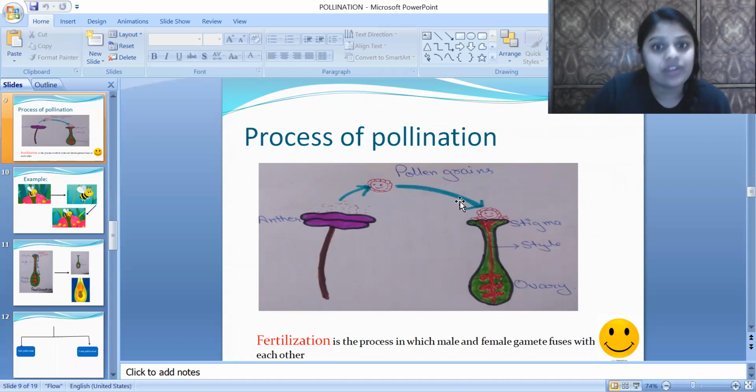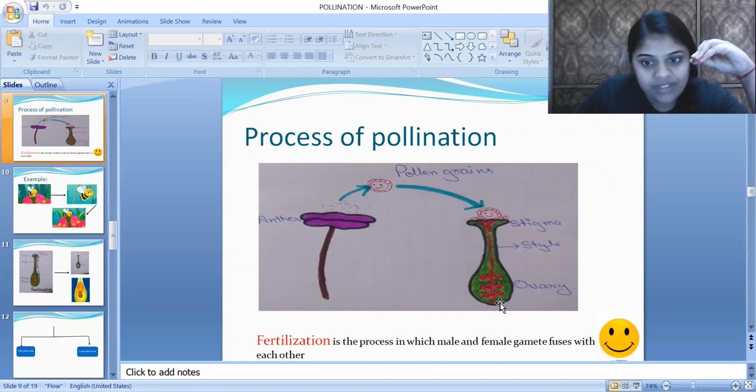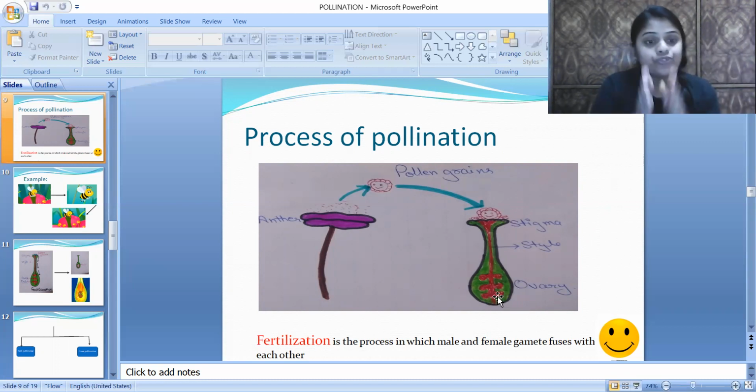Now we try to learn the process of pollination. Okay, how does pollination occur in nature? So when pollen grains are picked from the anther and get deposited on the stigma of the flower, from the stigma they move towards the ovary and form fruit through a method called fertilization.